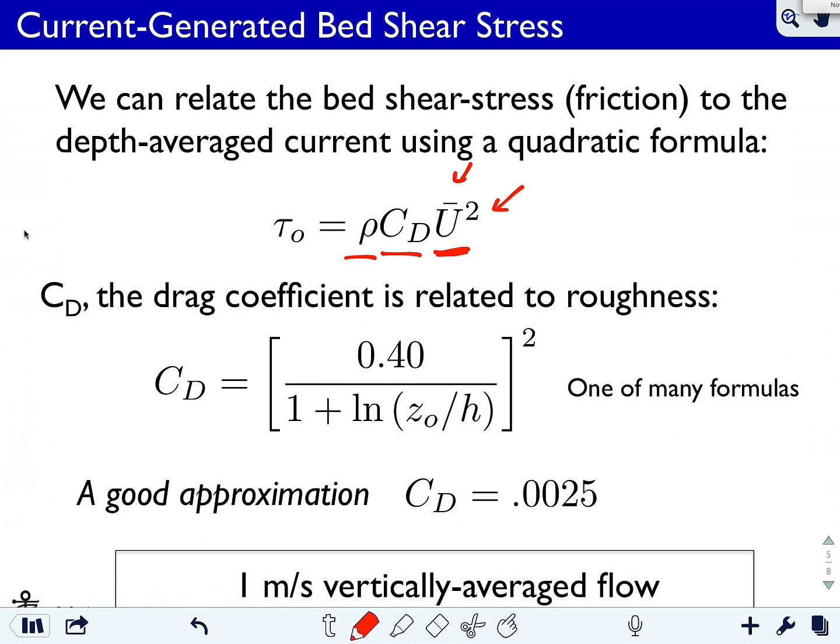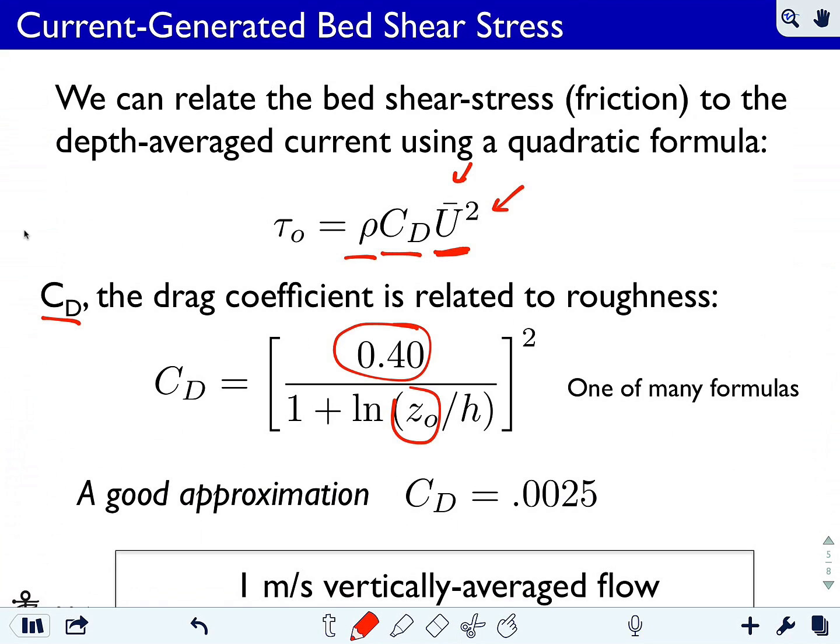CD is the drag coefficient. Now the drag coefficient is related to the roughness. A rougher bottom has higher drag. This is one of the reasons you want to keep your boat smooth. This is von Karman's constant sitting in the numerator here.